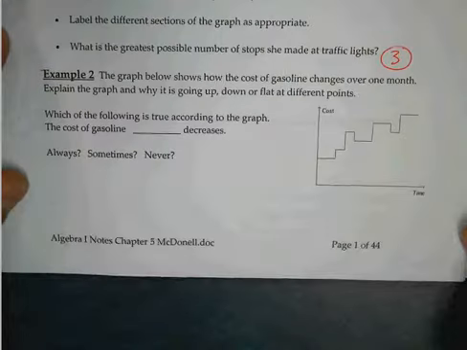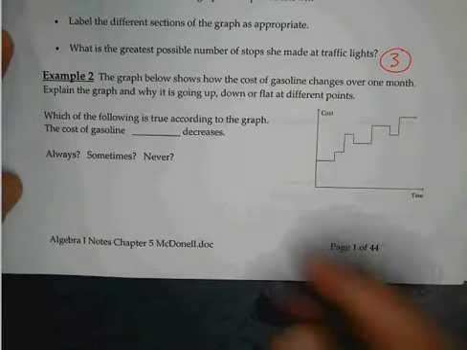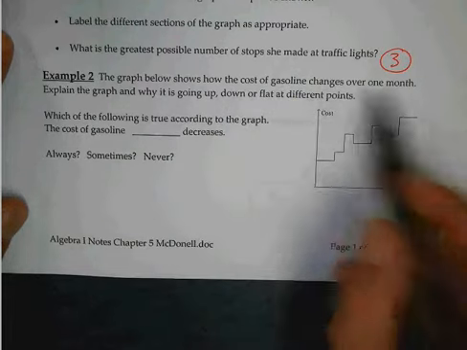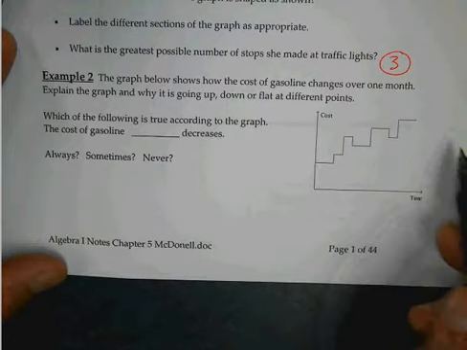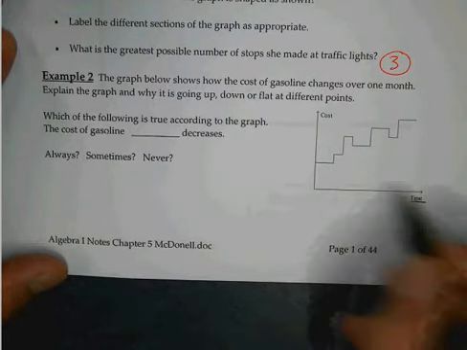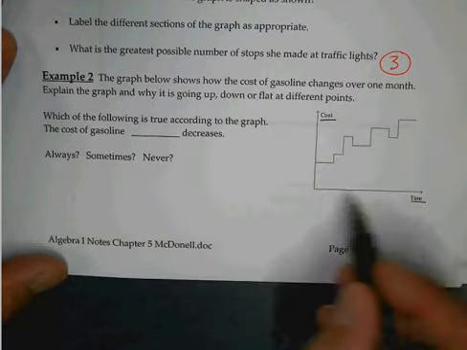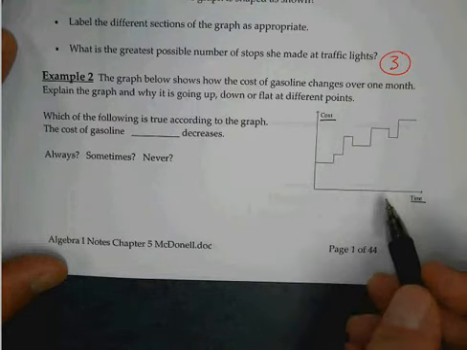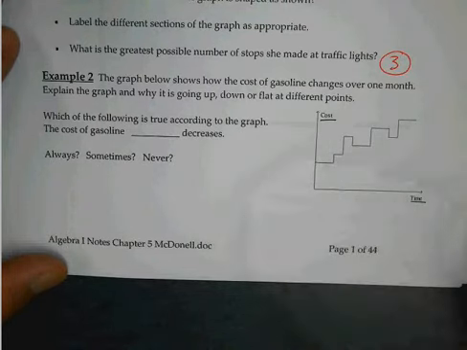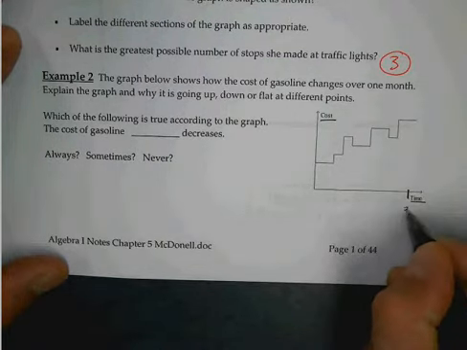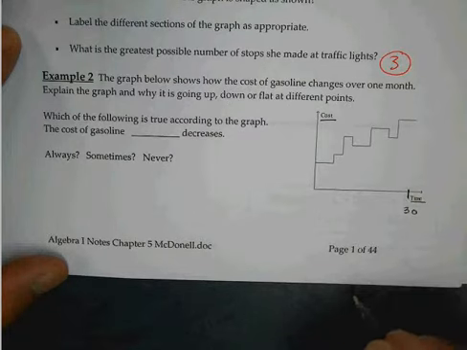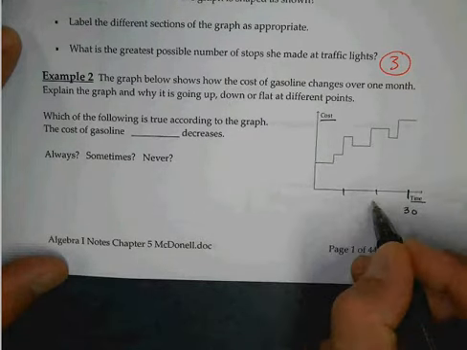All right, moving down. This graph shows how the cost of gasoline changes over 1 month. Explain why it's going up, down, or flat. Well, we need some ideas here. The time is over here. The cost is over here. First of all, what do we know about time? What did I tell you? It's over how long? A month. So this is probably day 30. Day 10, day 20.